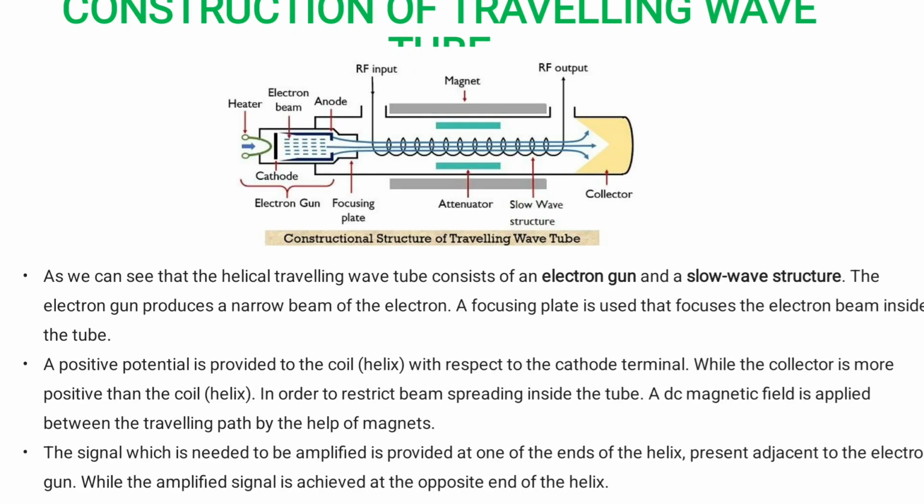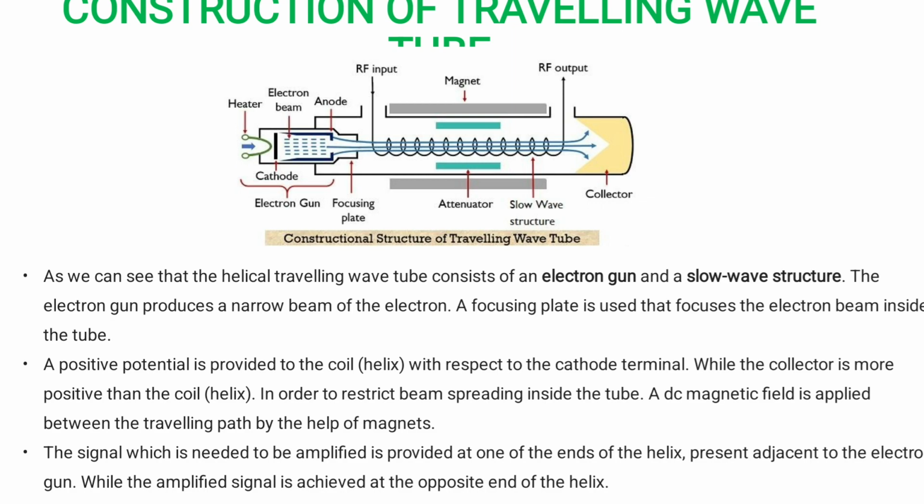The construction of the traveling wave tube we will study from this diagram. The helical traveling wave tube consists of an electron gun and a slow wave structure. The electron gun produces a narrow beam of electrons. A focusing plate focuses the electron beam inside the tube, and a positive potential is provided to the coil helix with respect to the cathode terminal, while the collector is more positive than the coil helix in order to restrict beam spreading inside the tube.